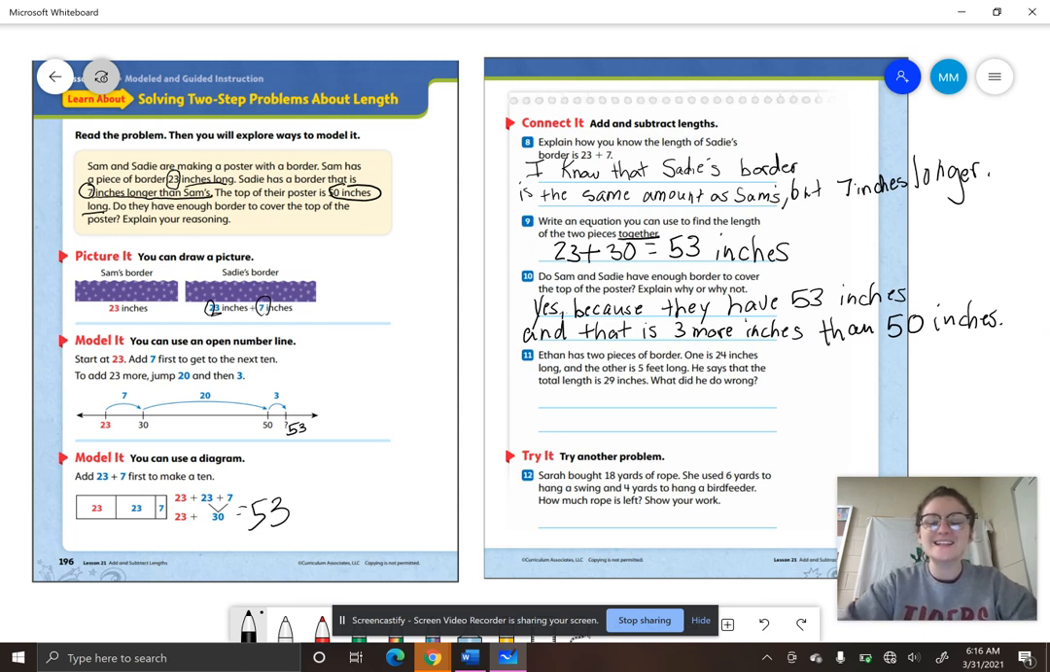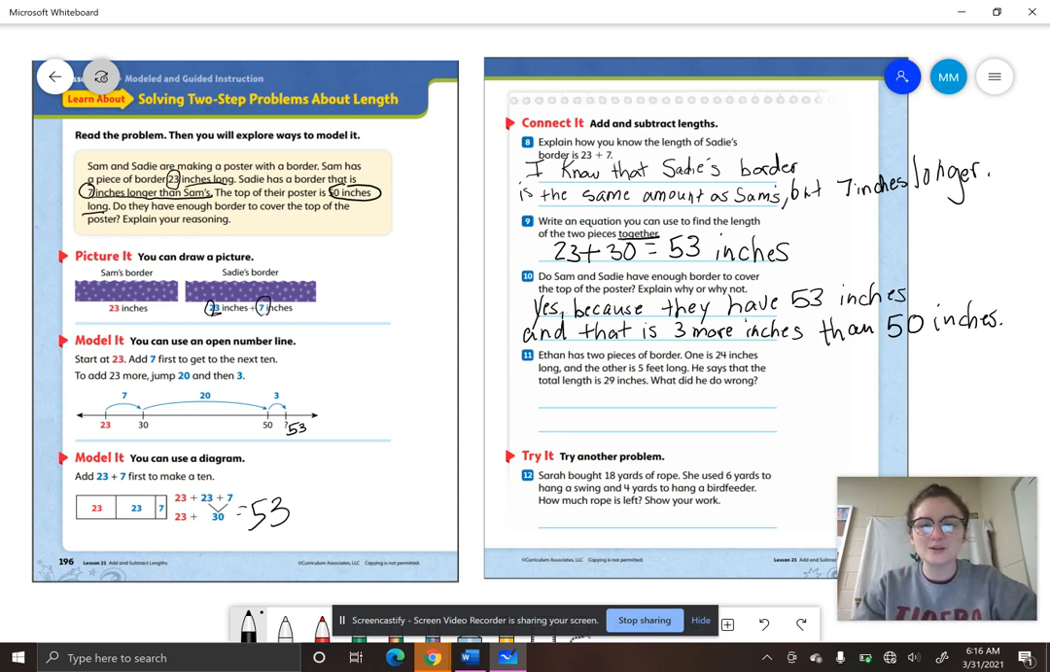All right, let's look at number 11. It says Ethan has 2 pieces of border. One is 24 inches long and the other is 5 feet long. He says the total length is 29 inches. What did he do wrong? Let's go back and look at that.